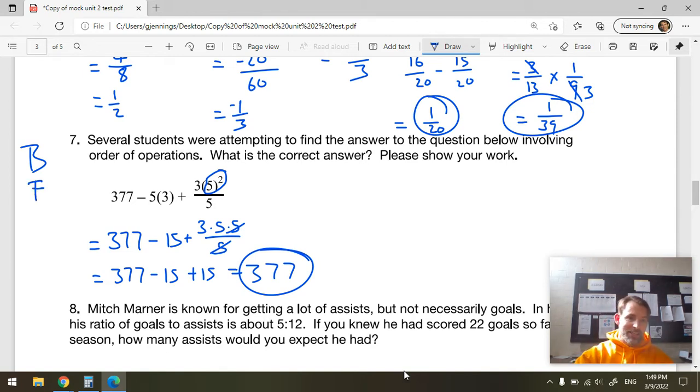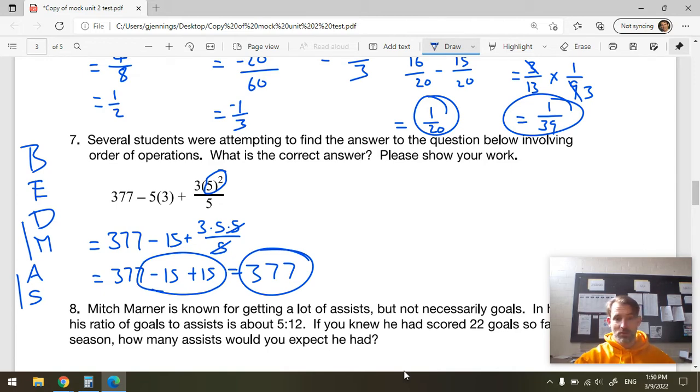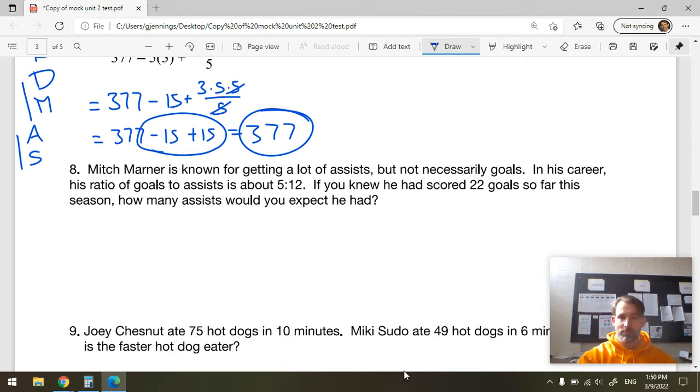B, and then E is the next thing. So I have to do that exponent first, and I did. I expanded it as multiplication. I can't bring this 3 in and multiply and then have 15 times 15, because then I have an extra factor 3 that I'm not supposed to have. And then D is division, and M is multiplication, and these can happen in any order. So cancel is the division. 3 times 5, 5 times 3, these are the multiplication. And then we do the AS. Then you do the addition and subtraction. Minus 15 plus 15, that is 0. So this goes to 0, and then it's just equal to 377.